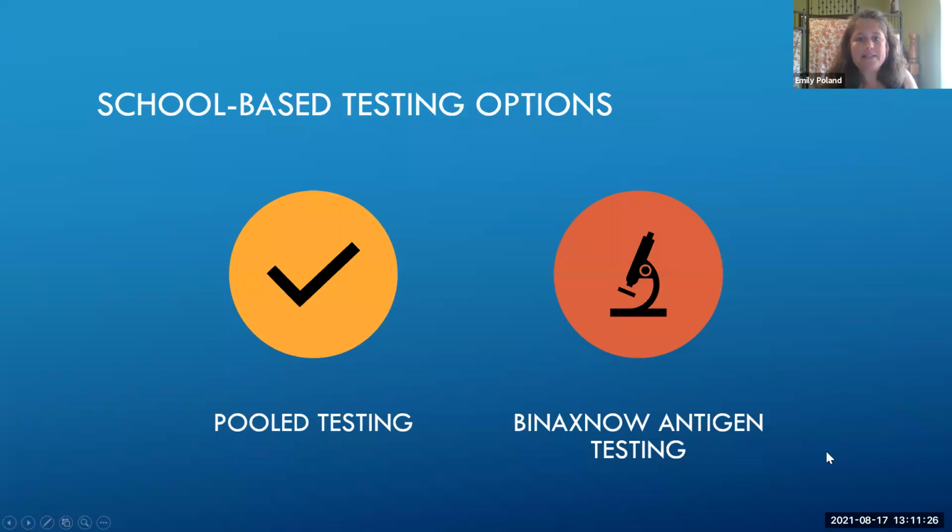So, school-based testing options you have. I'm not going to go through all of the testing options and the details of the testing options. That's not the intent here, but you do have 2 options. You have pool testing and you have Binax Now antigen testing. So those are the 2 options for testing in the school.